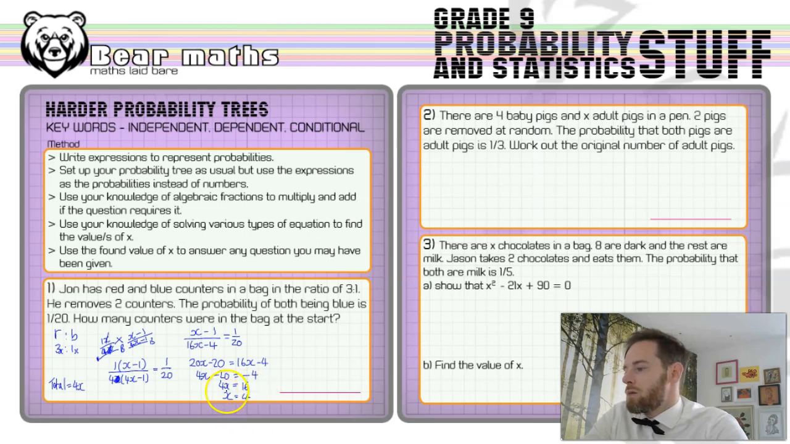Okay, if x equals 4, we've got 4 lots of 4, which actually is up here as well. 4 lots of 4 is 16. Okay, and that's how many counters are in the bag at the start. 16 counters.